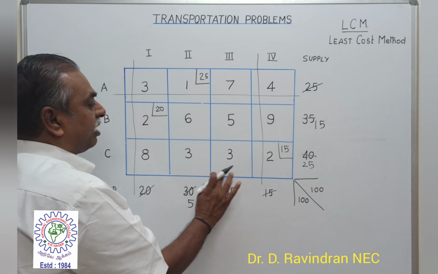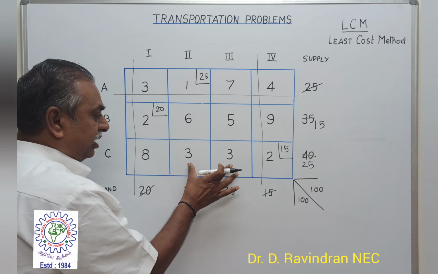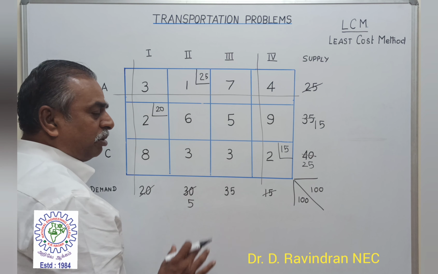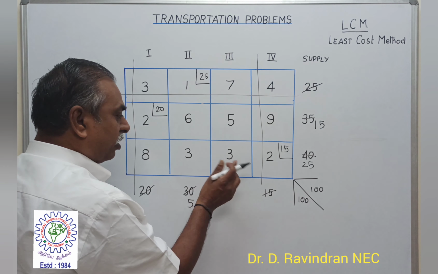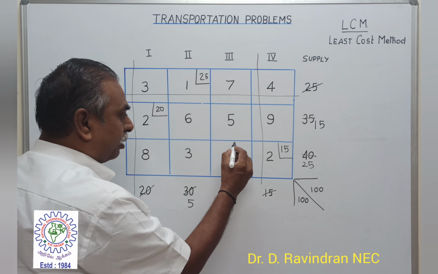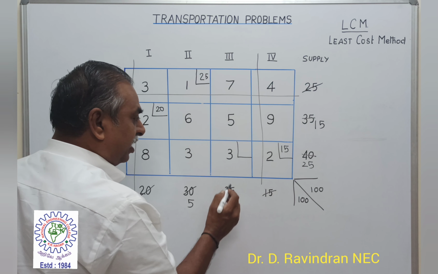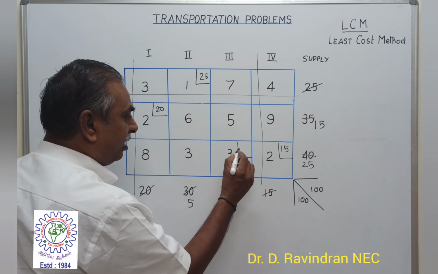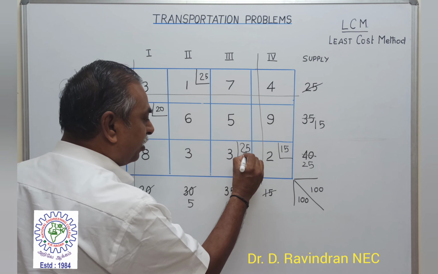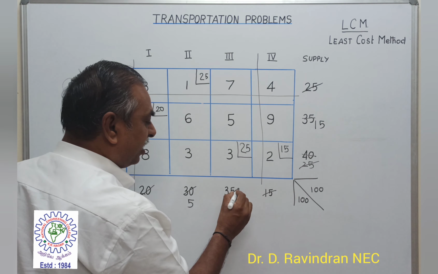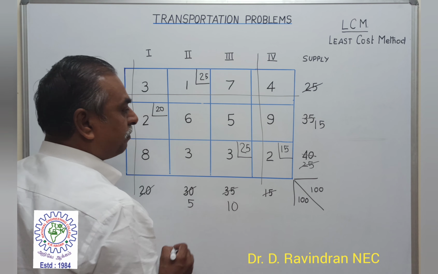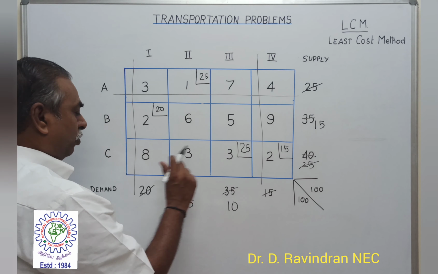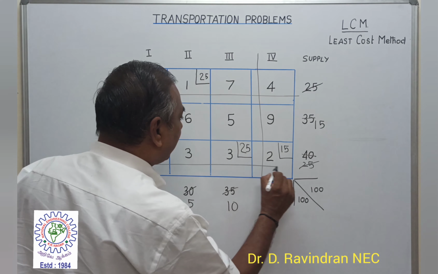Now there are 4 cells left over. In this there are 2 minimum elements, and we can arbitrarily choose any one. Suppose we consider this one, where the supply is 25 units and the demand is 35 units. So we can allocate only 25 units, and this will be exhausted. Here 10 more units will be needed. Since the row requirement is over, we can strike off this row.